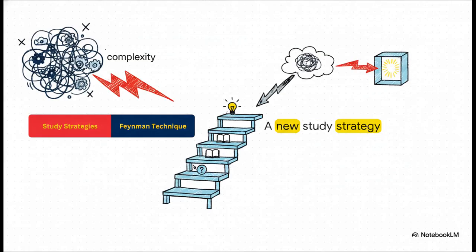Right, so instead of falling into that super exhausting trap of complexity, we are going to arm you with a totally new study strategy. And of course, it's named after the man himself, the Feynman Technique. This method is specifically designed to ruthlessly expose what you think you know versus what you actually know. It's a real game changer.